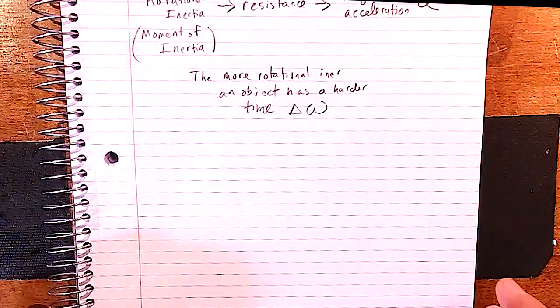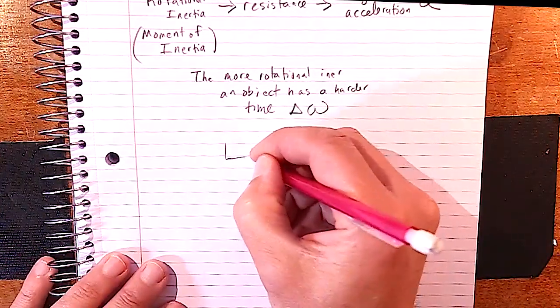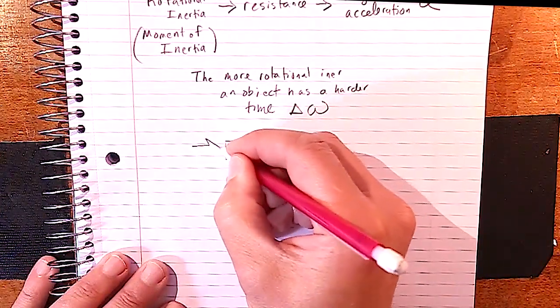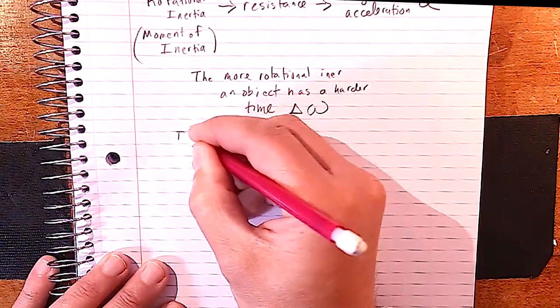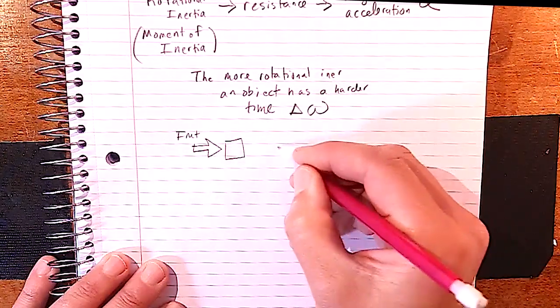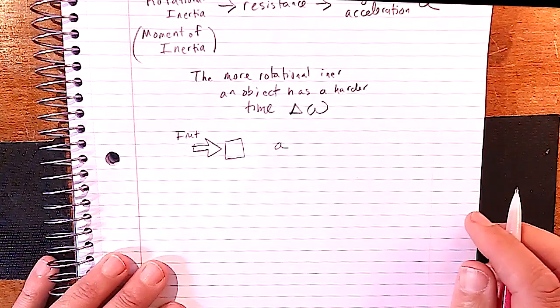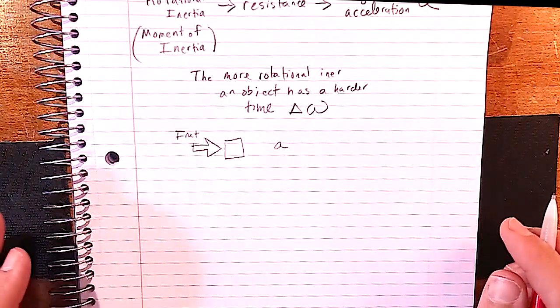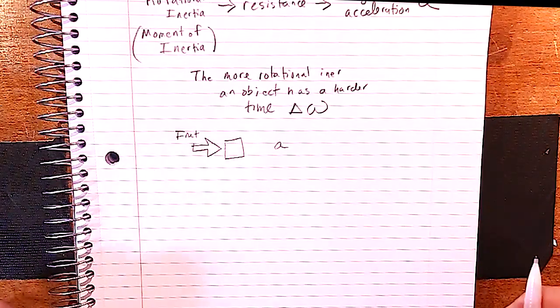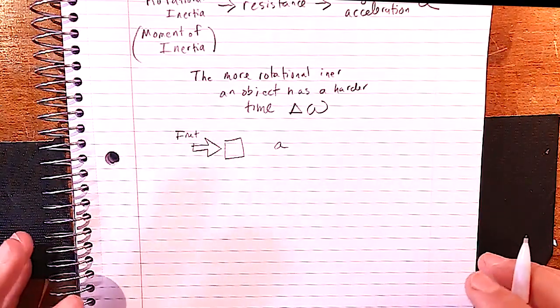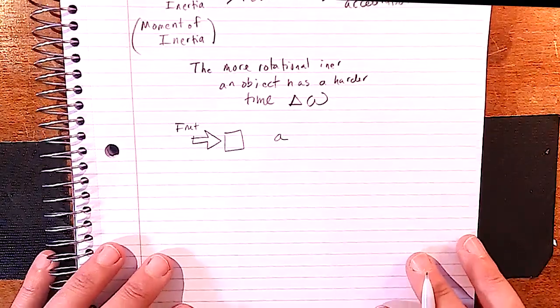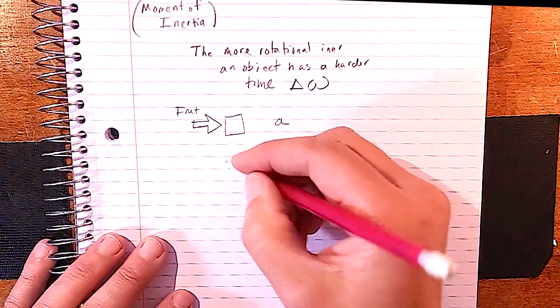So we know that if we have a block and we apply a net force to it, that object is going to linearly accelerate. So what is going to make something alpha? What is going to make something angularly accelerate? Well, that is this idea of torque.